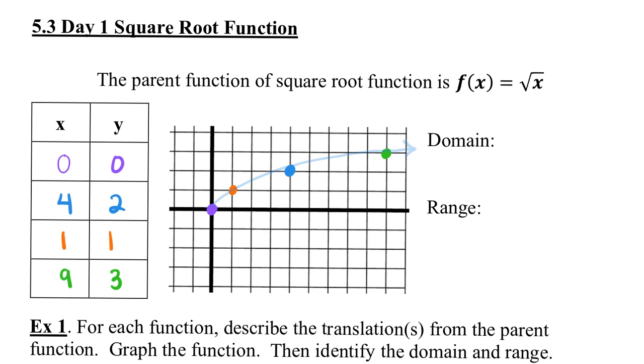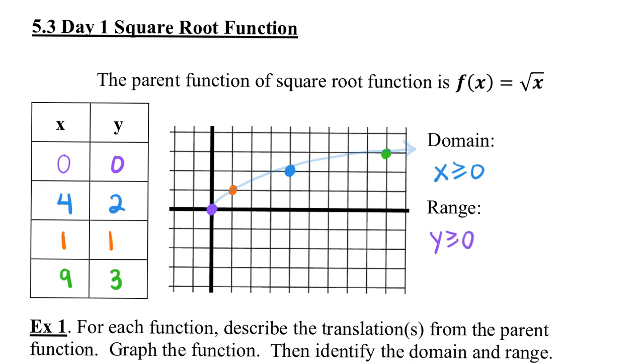Okay, domain is what are the x values? The x values start at 0, and then they go to the positive values. They go to 1, they go to 4. They can be anything really on the right side. So the domain is x has to be greater than or equal to 0, because I can square root 0 and higher. The range is what are the y values? The y values start at 0, 0. Then they go up and up and up. So the range is y is greater than or equal to 0.